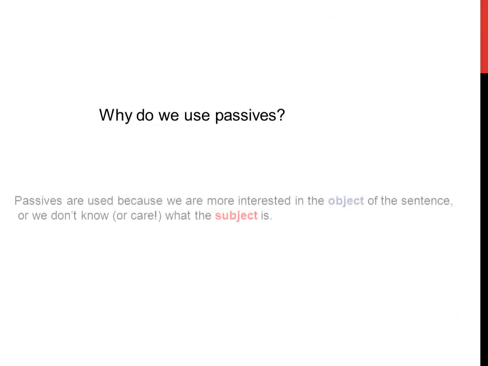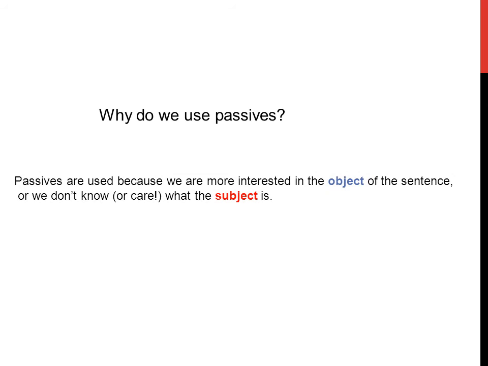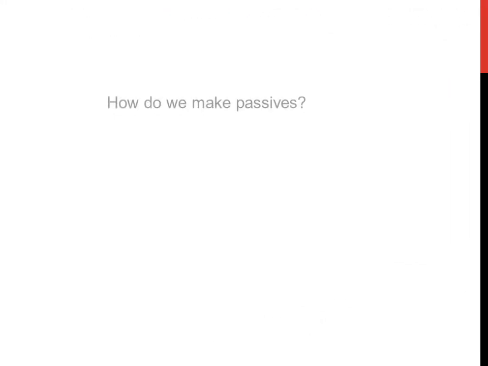But why do we use passives? Well, it's very simple really. We use them because we're more interested in the object of the sentence, or we don't know or even care what the subject is. When we say they grow rice in China, well, who is they? We don't know who they are, so instead of doing that, we change it round and say rice is grown in China.